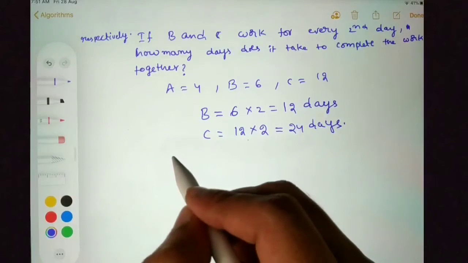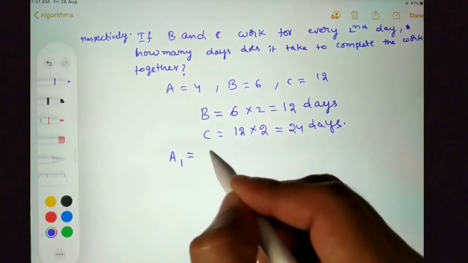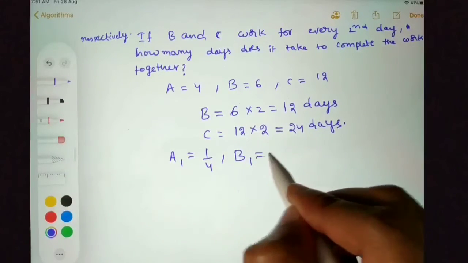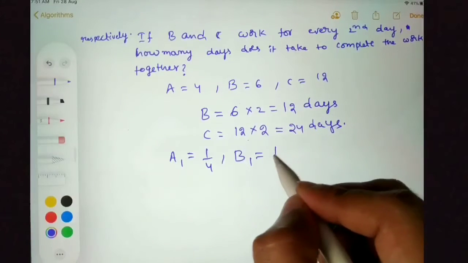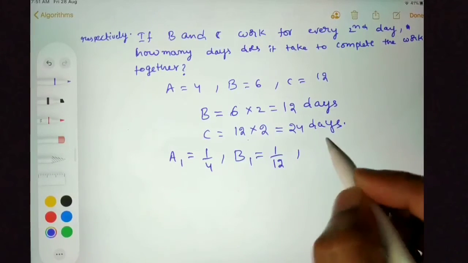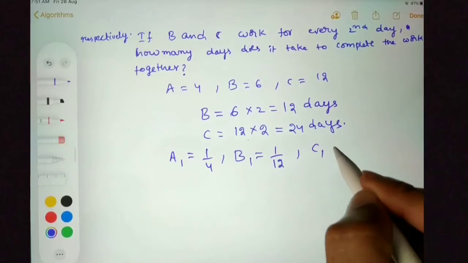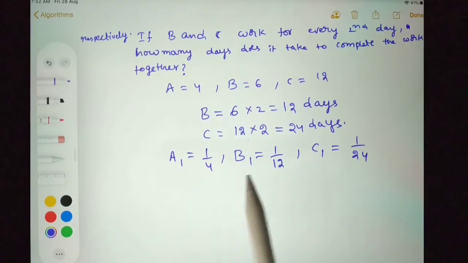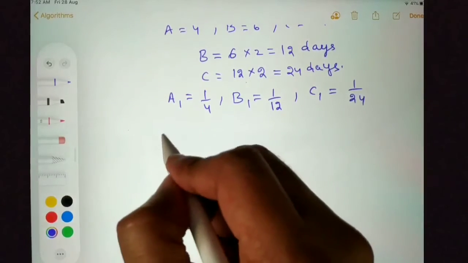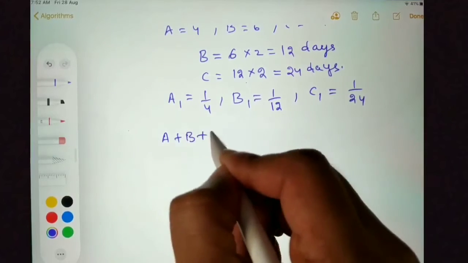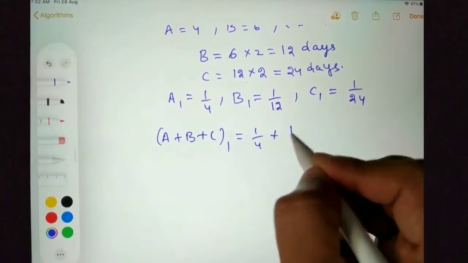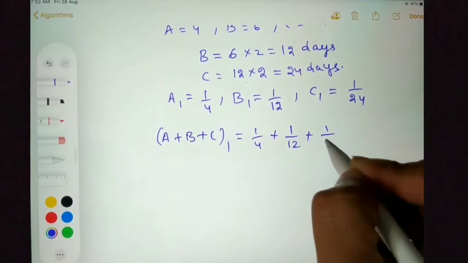Now let's see what is A's 1 day's work, that is 1 by 4, and B's 1 day's work as per the problem is 1 by 12 because B is working every second day, and C's 1 day's work is 1 by 24. If A and B and C work together, in how many days can they complete? First we will calculate A plus B plus C 1 day's work, that is 1 by 4 plus 1 by 12 plus 1 by 24.